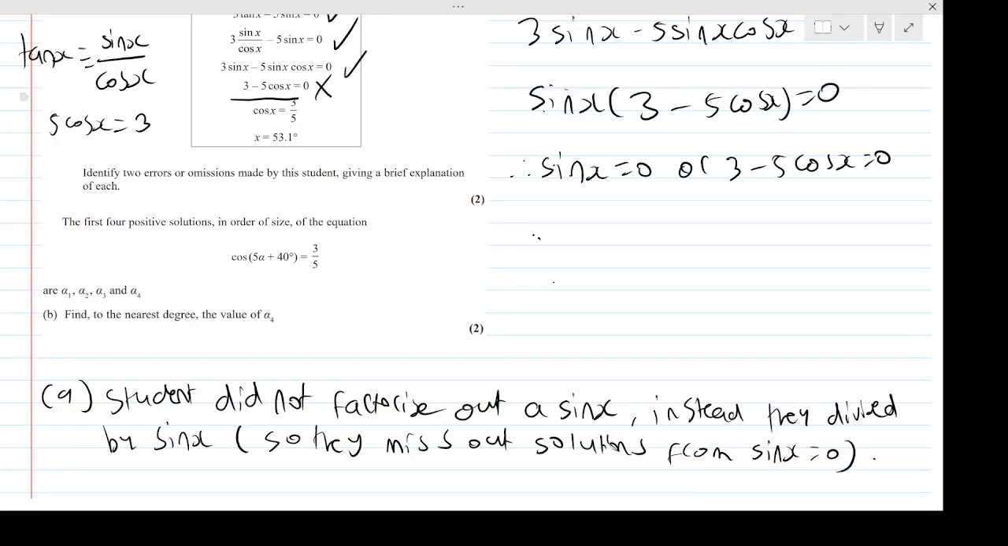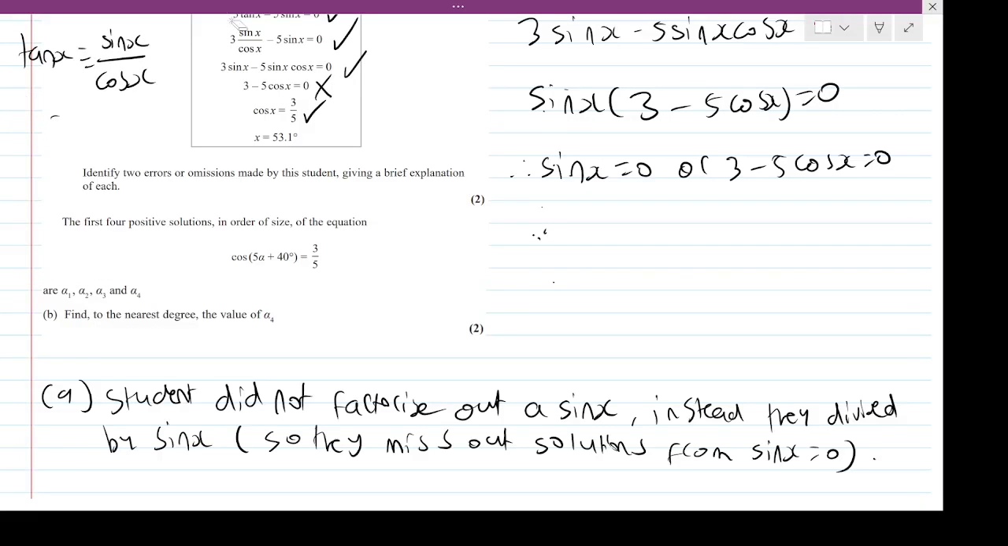And then they're just divided by 5 to get cos x is 3/5. So yes, you would get that then. That's correct. Then they said x is 53.1, so presumably they inverse cos. So that's the last step.